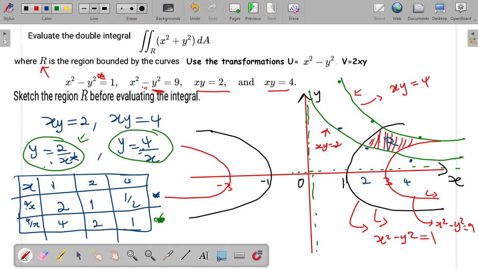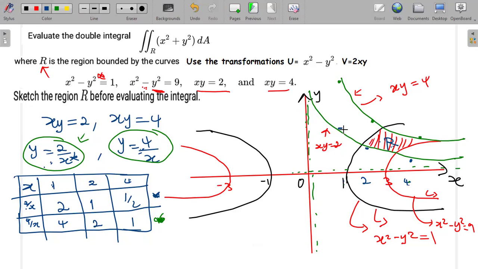So this is the region we're interested in. It can be very difficult for us to classify this region as either a type 1 or a type 2 so that we can integrate easily. So what we are going to do is change this region. We're going to transform it from the XY plane into the what? The UV plane. And then in the UV plane, you see that it will be a very simple region that we can easily integrate over.